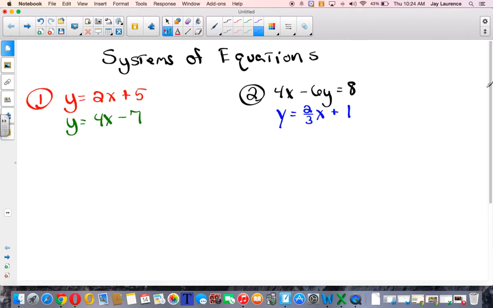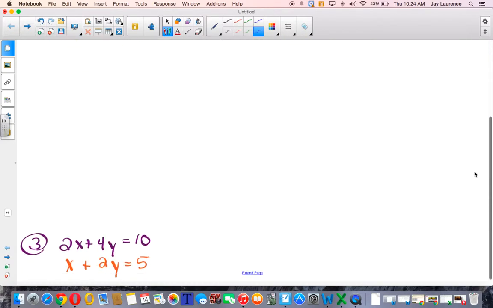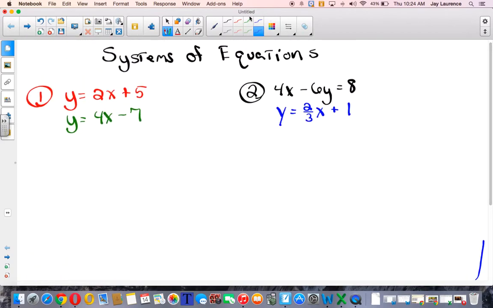So what I have for you here are three systems of equations, and we're going to go through and solve them by any method you want.